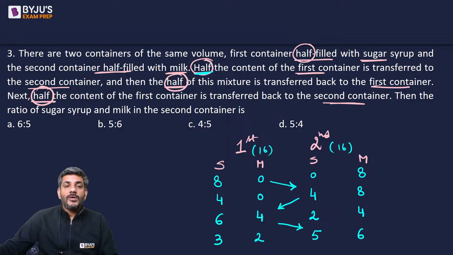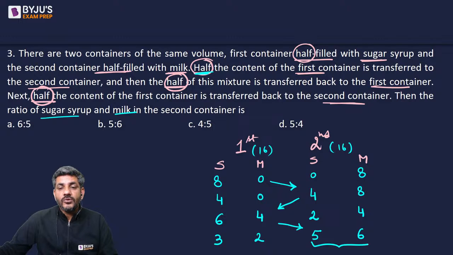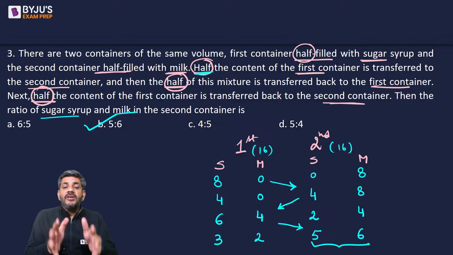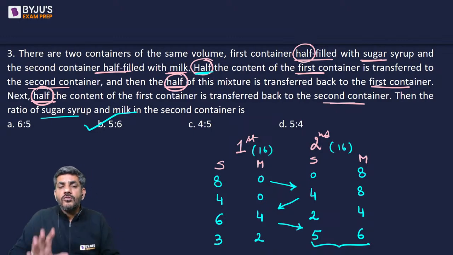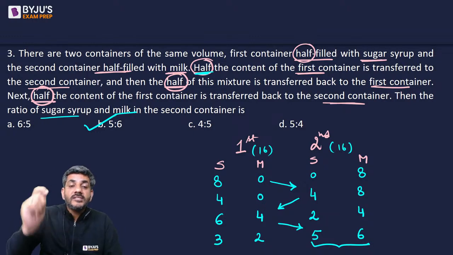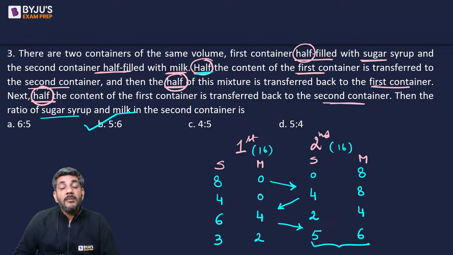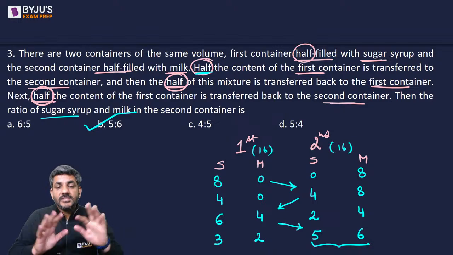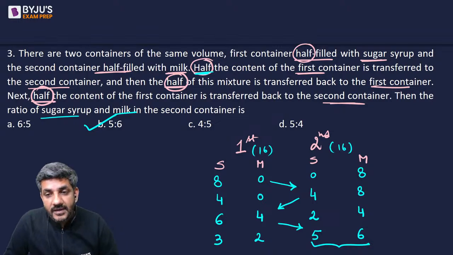and the question is asking you what is the ratio of sugar and milk in the second container. Sugar and milk in the second container is 5:6. B option is the answer. See how easily we are able to do the question without doing any big effort in the question. Reason, हमने initially number को 16 assume कर लिया, which has helped us a lot. I hope you have all got my point here. This has finally given me the answer as 5:6.